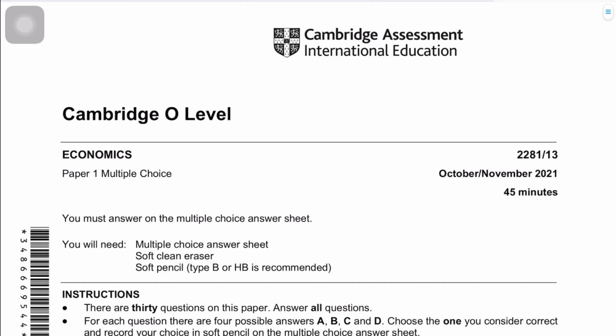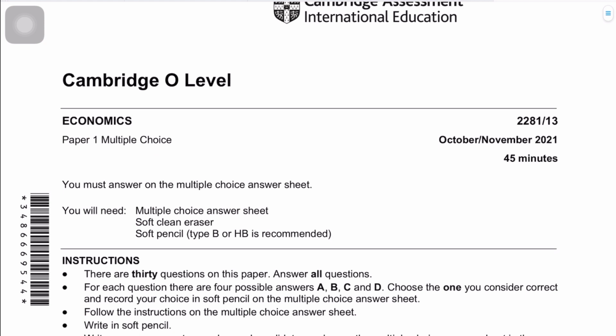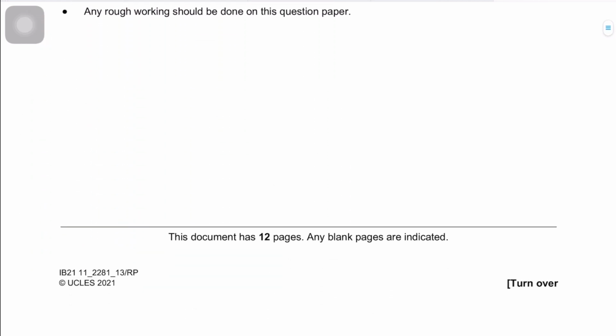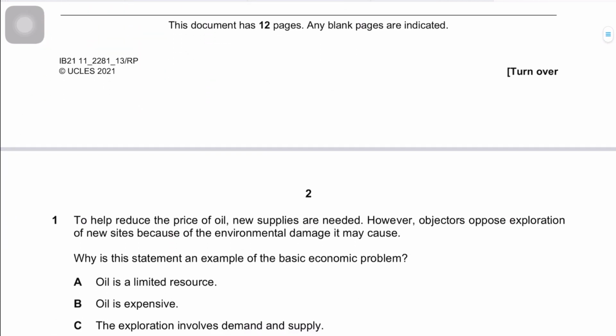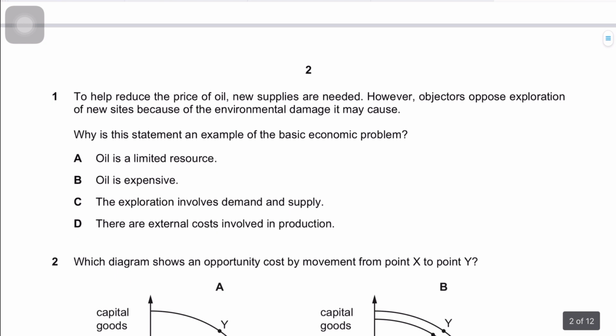Hi guys, I hope you're doing well, and in this video we're going to be discussing another paper, October-November 21, but this is variant 3. Now some of the MCQs are actually repeated from variant 2, so I'm not going to be solving them, such as I think question 1 was also repeated.